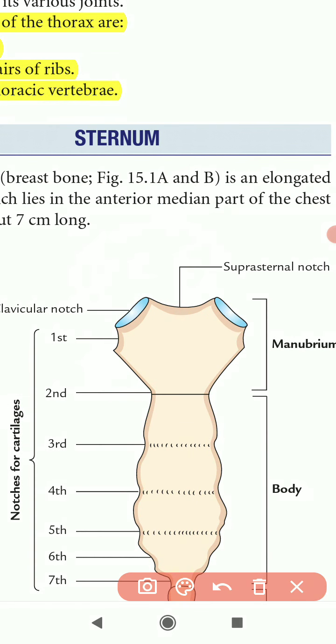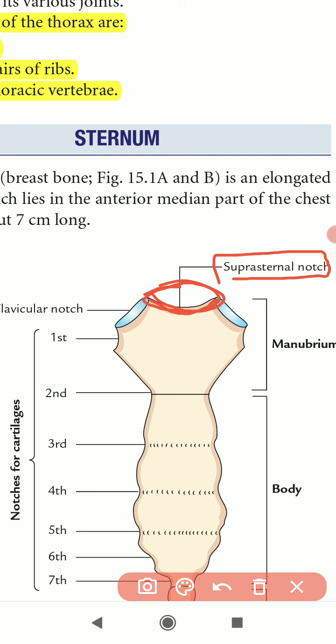So the upper border is thick and concave, and it presents a notch just in the middle that is called the suprasternal notch. So in the middle there is a notch or depression. Any depressed part of the bone is known as a notch, and this depressed part of the sternum on the upper border is known as the suprasternal notch, or its another name is jugular notch.